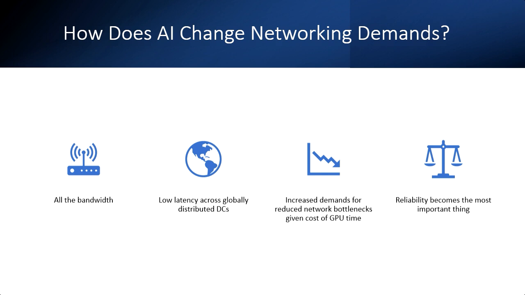Typically, a lot of organizations can't get the capacity they need in one data center, so they're trying to have low latency across globally distributed DCs, so that means their WANs are even bigger. And there's also increased demands for reduced bottlenecks given the cost of GPU time. We always used to joke that if data was waiting on the network as DBAs, it wasn't our problem. Well, given the cost of GPU time, it is your problem. So the network needs to be able to basically service this. And likewise, because of the time that it takes to train those AI models, reliability starts to become the most important thing in our network. We have to be able to be fault tolerant and survive failure and be highly available.